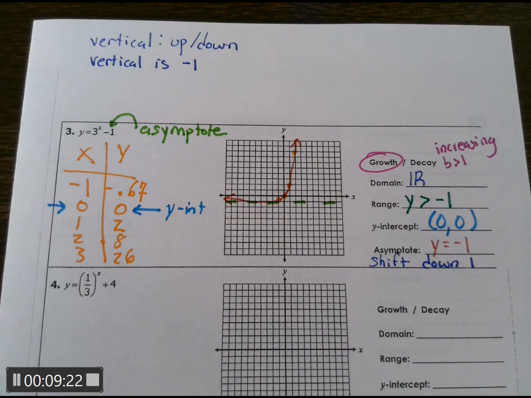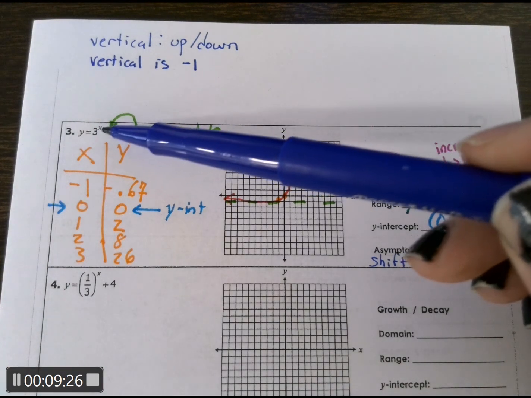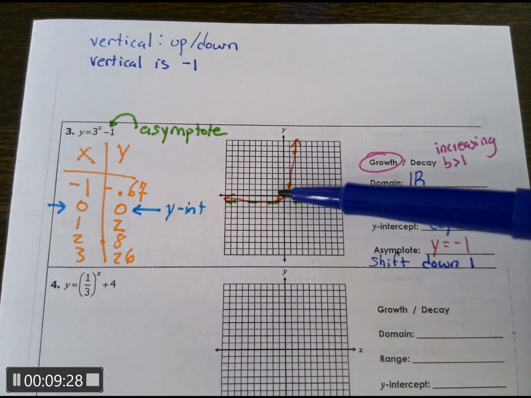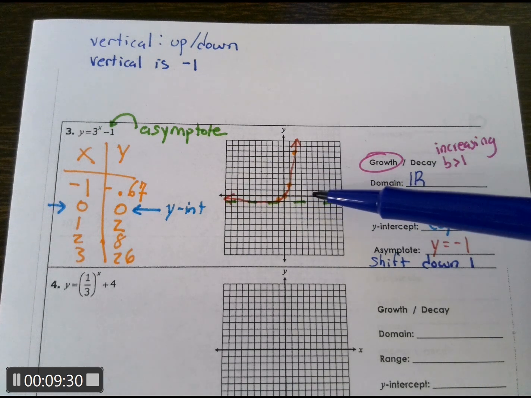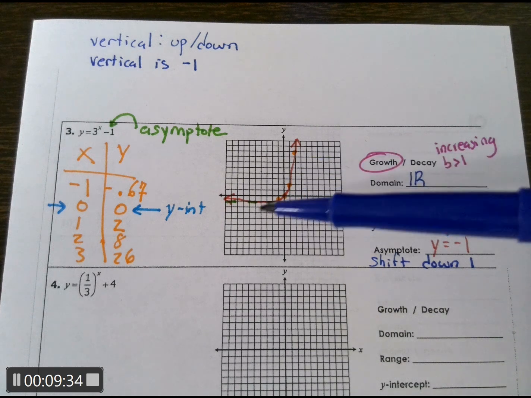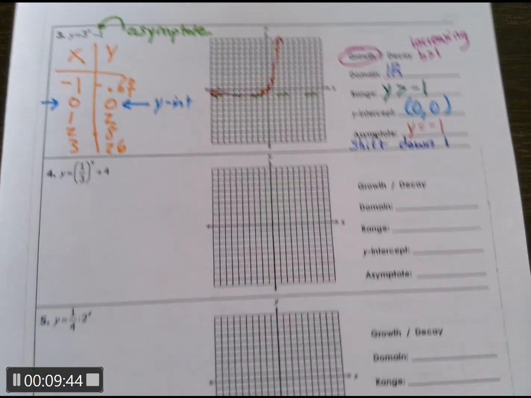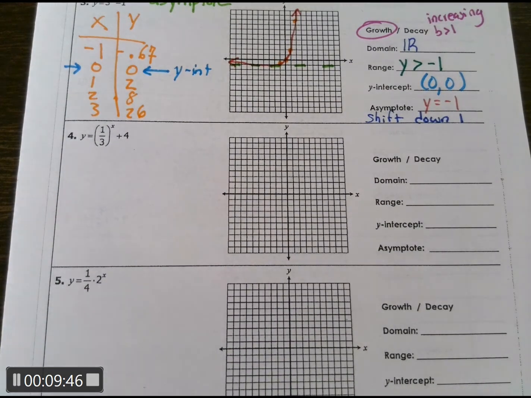Are you okay with that? Because if we did not have this number here, if it was just 3 to the x, our asymptote would have been at 0. Now that our asymptote is at -1, we have taken our graph and we've moved it down 1 space. So that is why our shift is down 1. Okay? Alrighty. Now we can do number 4.